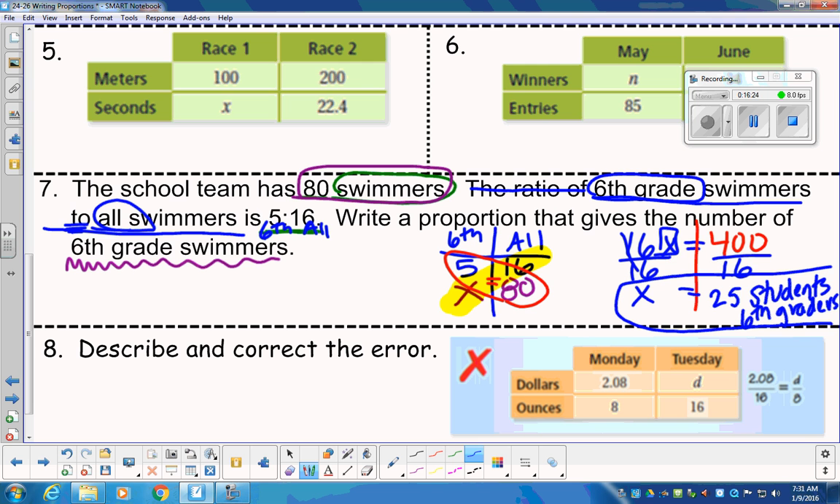So our coordinate then over here in the table is that we have 25 students that are sixth graders compared to 80 students on the team. So we would say that these are the sixth graders and this is all the students on the team. So your job then is to finish the rest of this classwork activity, which is on page 25 and 26. Page 25 and 26 are due tomorrow.